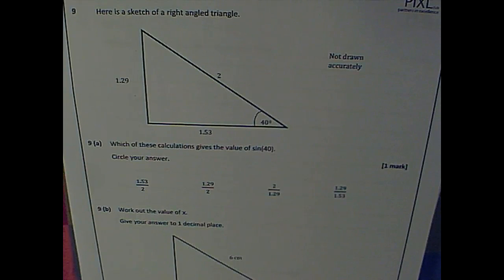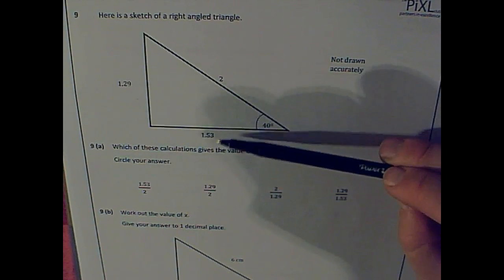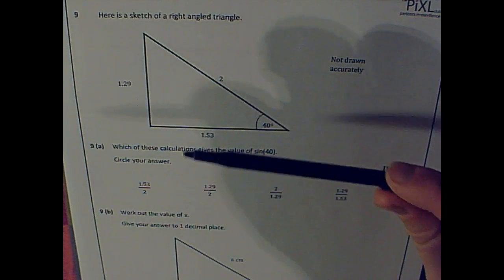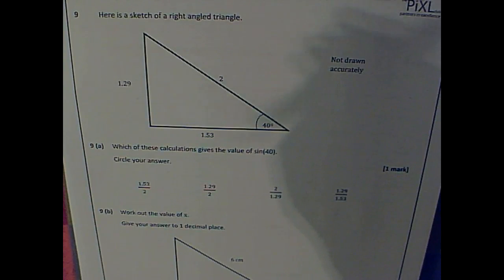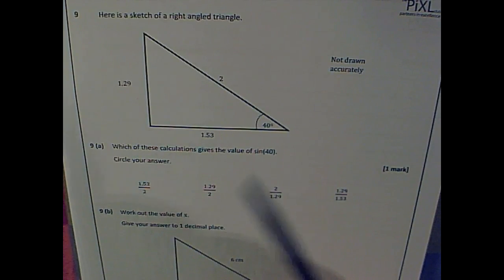Here is a sketch of a right-angled triangle. So I've got an angle of 40 degrees, 1.29, 1.53, and 2. Question 9a: which of these calculations gives the value of sine 40? Circle your answer. So I know it's a trigonometry type of question. I've got this sine 40.